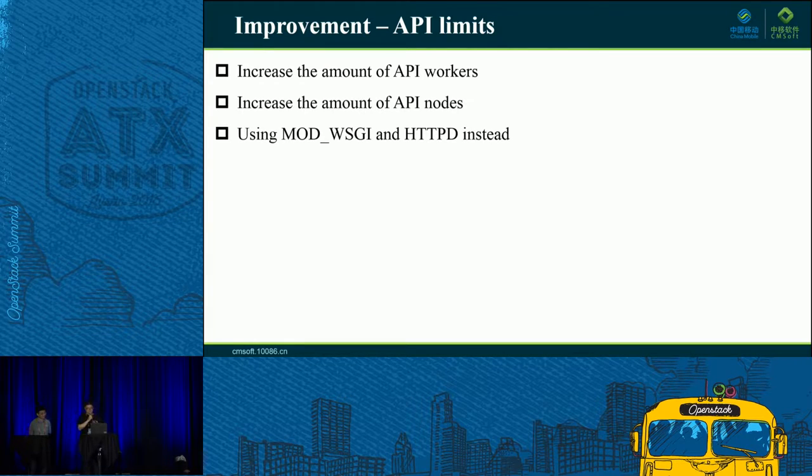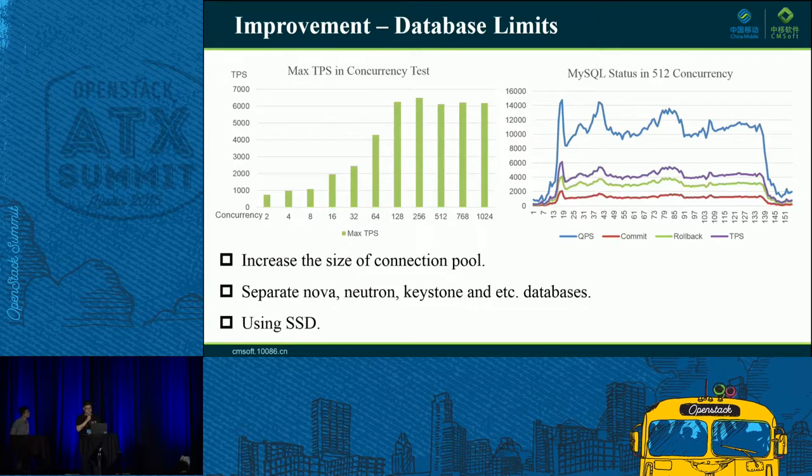To solve the API limits is very easy. We can just increase the amount of API workers or just add more API nodes. Also, we can use a model WSGI and HTTPD instead of a Python service. Database is a hard problem.